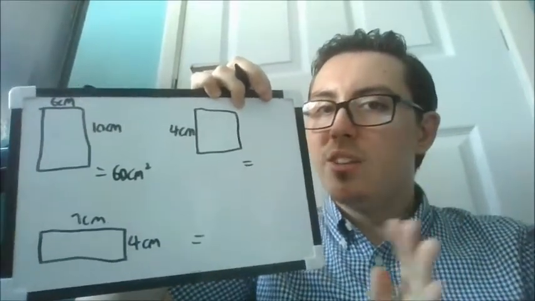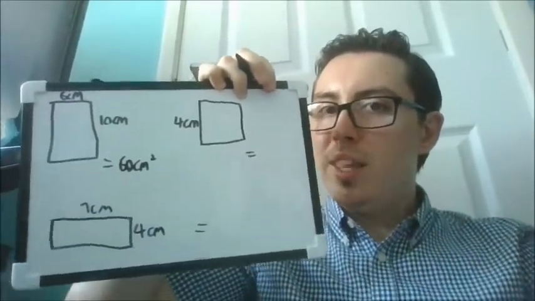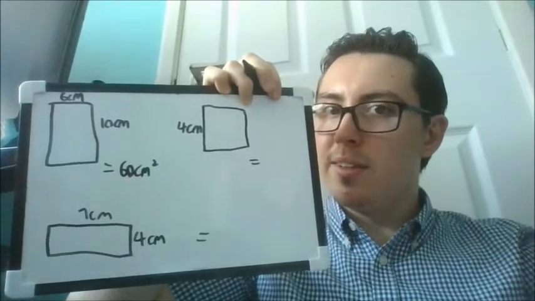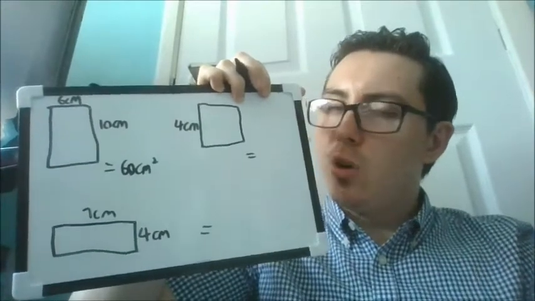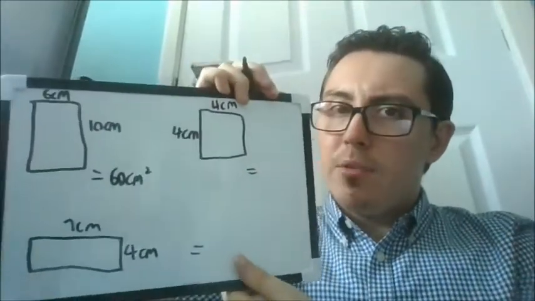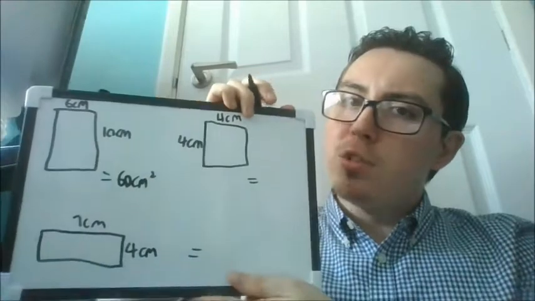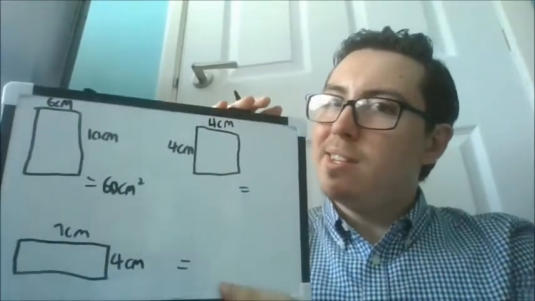Let's move on to this one. Remember, each side in a square is always the same. But we need to work out what length times width is. So we've got a length. What's the width going to be? Of course, it's going to be 4. Now you can work it out. Length times width. 4 times 4, 16 centimeters squared.